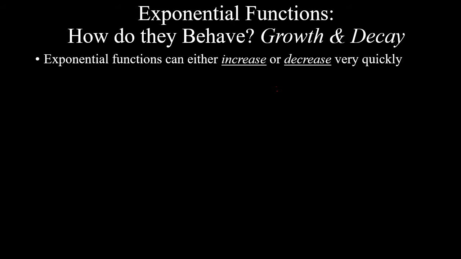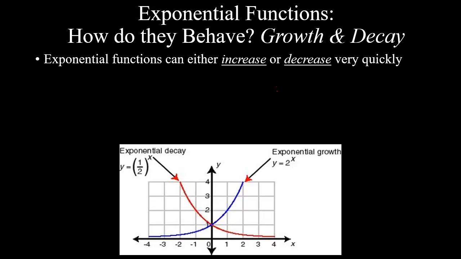So we talked about how linear functions behave. Let's talk about how exponential functions behave, all right? We talk about the behavior of exponential functions in terms of exponential growth and decay. Exponential functions can either increase or decrease, and it happens very quickly. If you're talking about exponential growth or decay, it's going to happen very quickly and dramatically, which is a little bit different than linear functions.